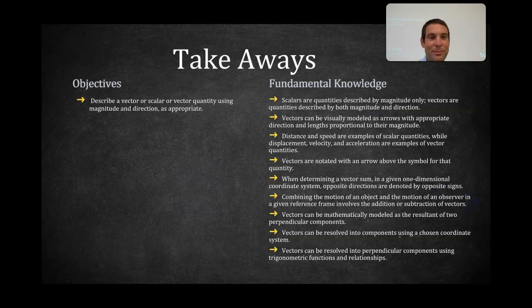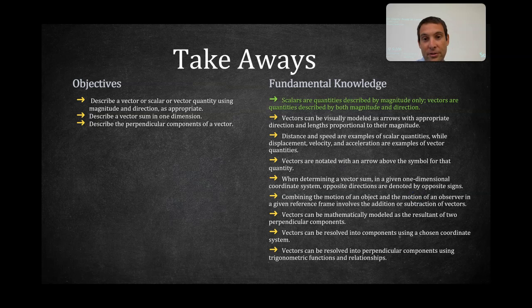By the end of this lesson, we'll be able to describe a vector or scalar using magnitude and direction as appropriate. We'll be able to describe a vector sum in one dimension, and we'll be able to describe the perpendicular components of a vector. To get to those objectives, we need to know that scalars are quantities described by magnitude only, while vectors have both magnitude and direction.